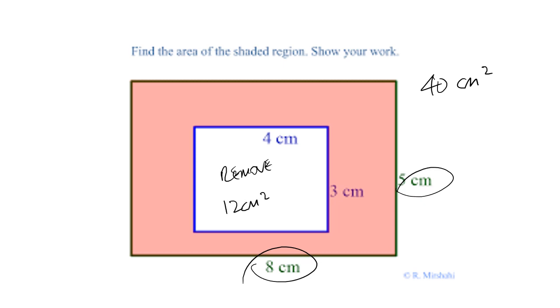And so I've got the big rectangle. This whole shape is 40 centimeters. I want to cut out this rectangle, which is 12 centimeters squared, and then that leaves me with 28 centimeters squared as my area. You can probably see where this can go wrong with some students.